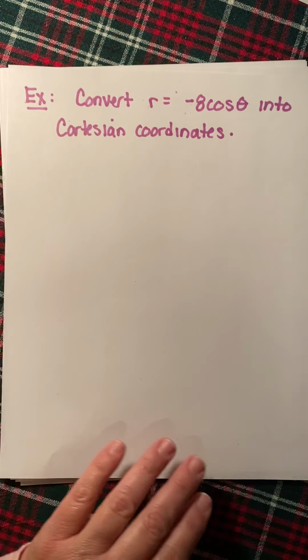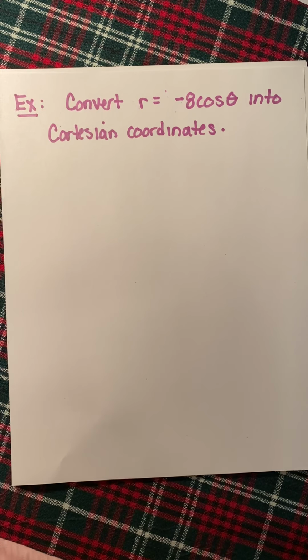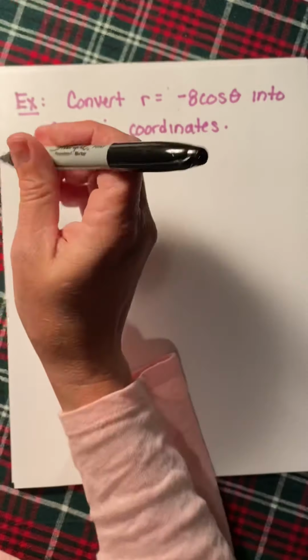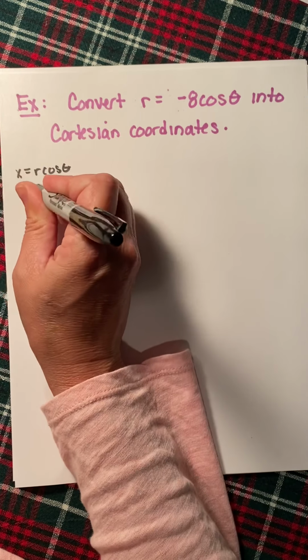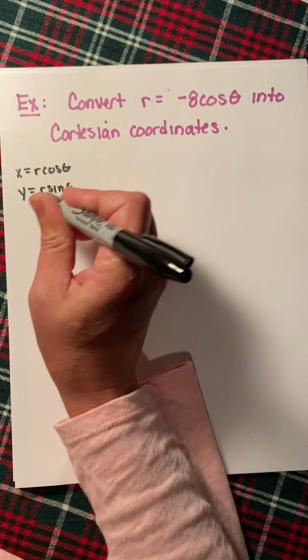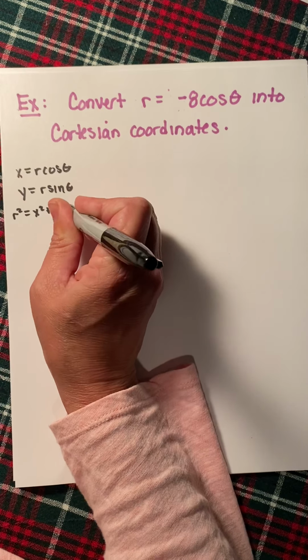Nope, we went from Cartesian to polar. This is going from polar to Cartesian. Let's turn r equals -8 cosine theta into Cartesian coordinates. Keeping in mind all our little tricks, we know that x is equal to r cosine of theta, y is equal to r sine of theta, and r squared is x squared plus y squared are our basic ones.